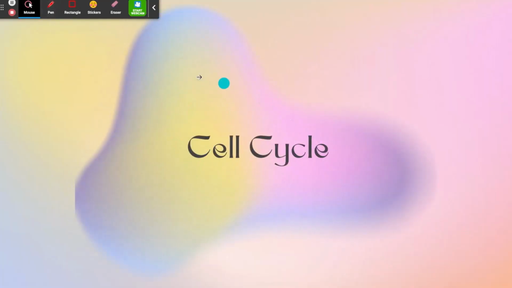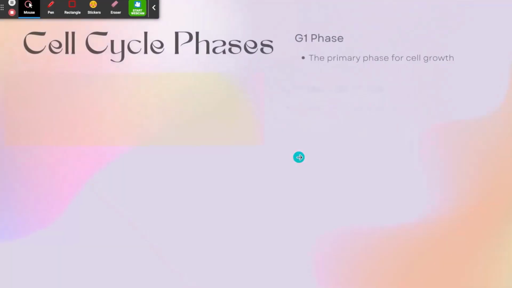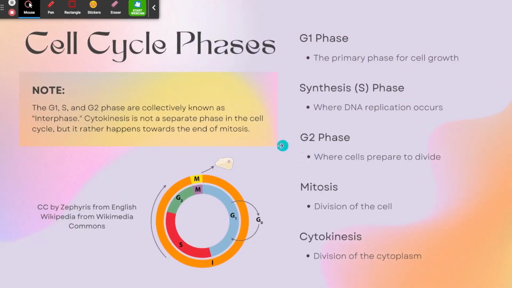The next topic we'll go over is the cell cycle. With the cell cycle, there are officially four phases, but I will include a fifth one here, just for emphasis on that stage. The first phase is called G1, which is the primary phase for cell growth. The next phase is called synthesis, or S, and this is where DNA replication occurs. The next phase we have is G2, where cells prepare to divide. Then we have mitosis, which is where the cell divides.